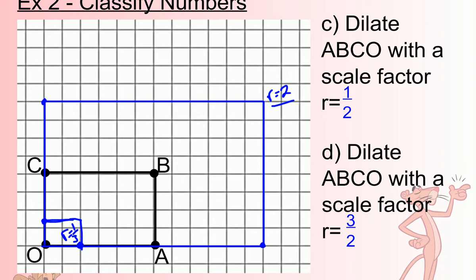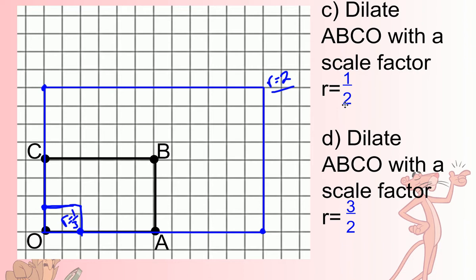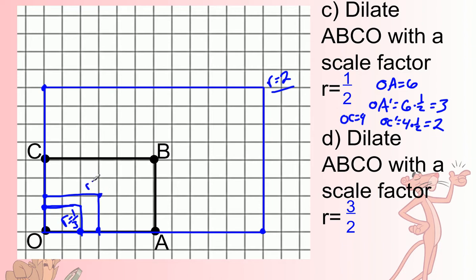Alright, so I've copied the other image back onto this page. So now let's dilate with a scale factor of R equals 1/2. So I'm going to take all of these lengths from OA. So OA is still 6, so OA prime would be 6 times the scale factor, which gives me 3. So here. And then OC is 4. So OC prime would be that 4 times the scale factor gives me 2. 1, 2. So I get a rectangle that looks like this. This is R equals 1/2. So this image here is half the size of that image here. Or I should say each side is half the size of the original.